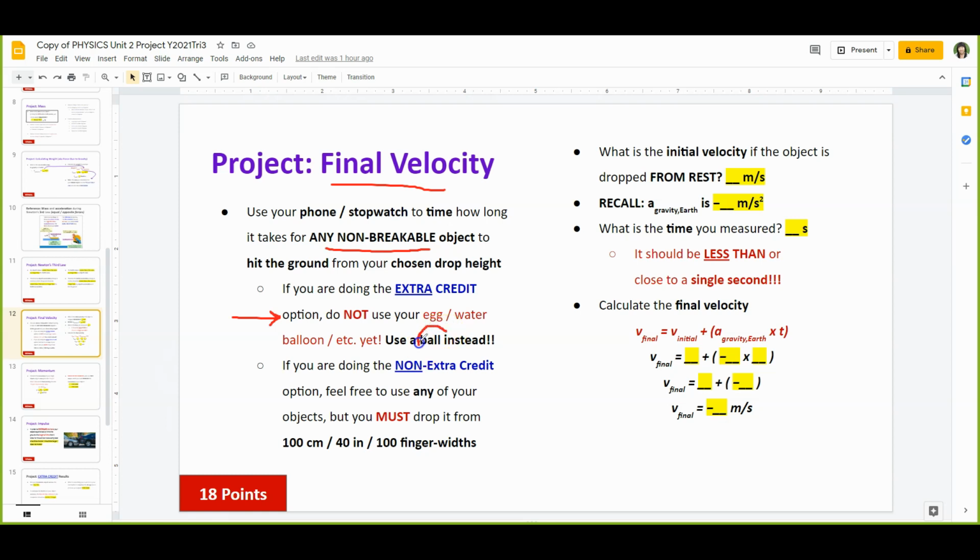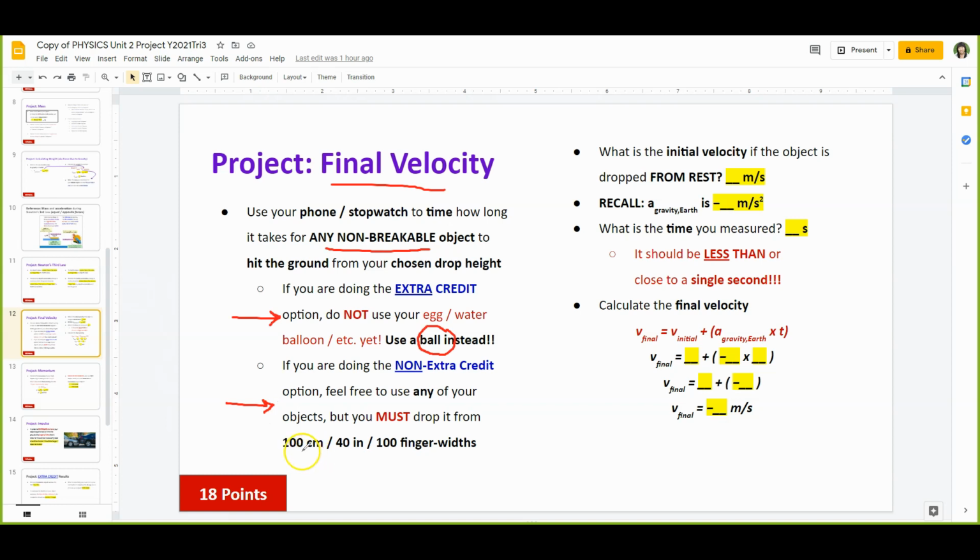So I recommend just using a ball to calculate what your egg's final velocity will be before it hits the ground. But again, don't actually use your egg, use something else. If you're doing the non-extra credit version, just use any of your objects.